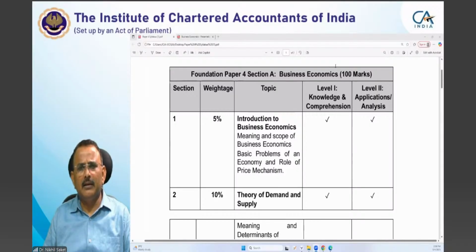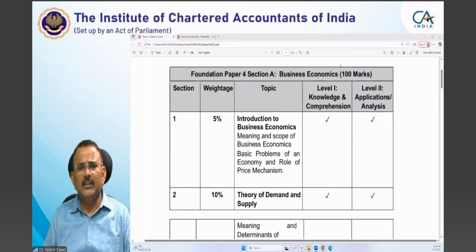from a particular module, like Unit 1, Introduction to Business Economics, where in the syllabus we are talking about the meaning and scope of business economics, basic problems of economy, and the role of price mechanism. Now, this is basically the introductory part of your module. Again, this module also carries a weightage of 5%.